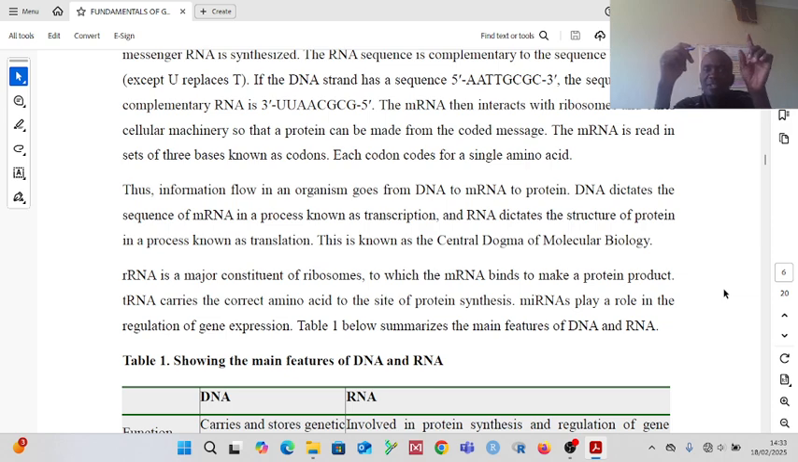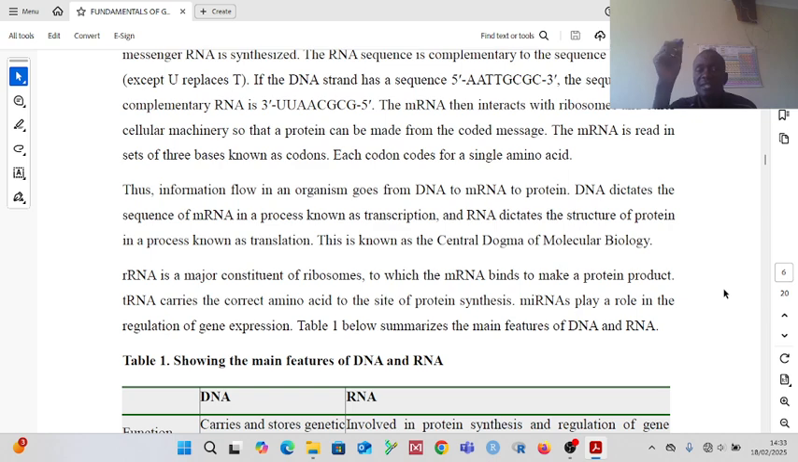Genetic information is stored in form of DNA. That genetic information will move from DNA to RNA. Then a copy of the RNA is what will now be changed in the ribosome to give us a protein. So that shows how the information flows in an organism. That sequence of information flow is what we are calling the central dogma of molecular biology.